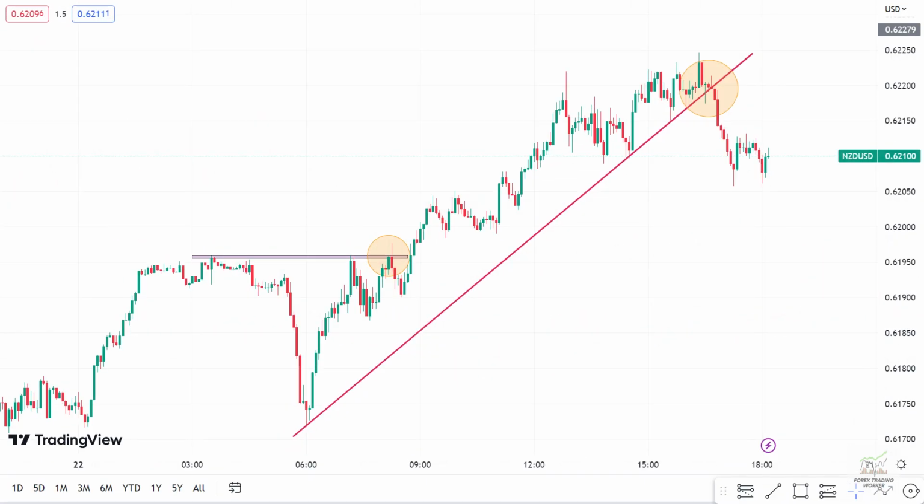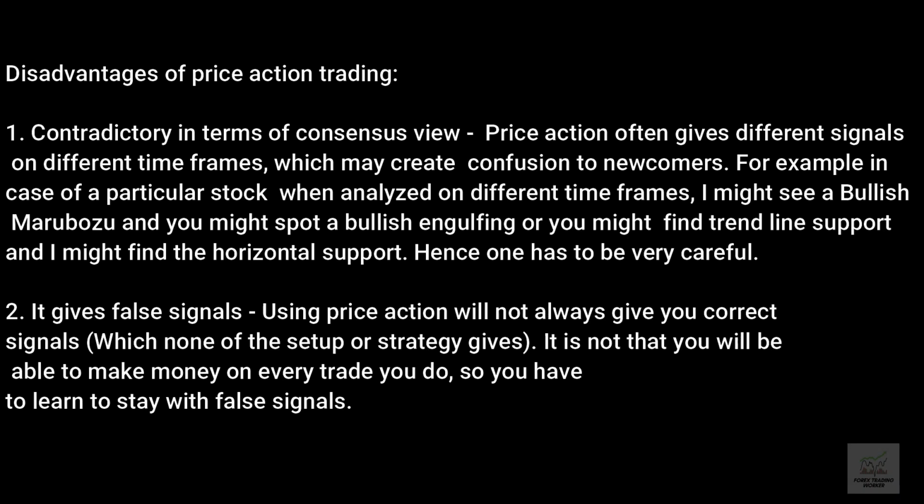2. It gives false signals. Using price action will not always give you correct signals, which no setup or strategy gives. It is not that you will be able to make money on every trade you do, so you have to learn to stay with false signals.